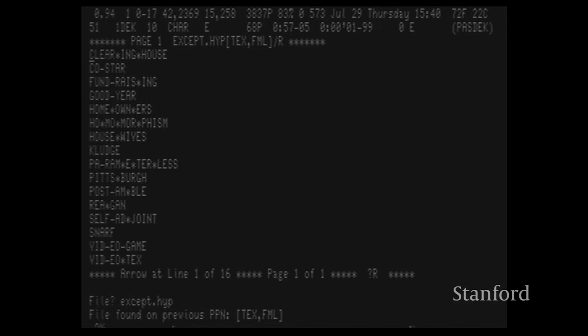These are words that were exceptions to the present TeX hyphenation algorithm, I guess, and so they were put in here to see what would happen to them. So the asterisk means that we do find the hyphen.